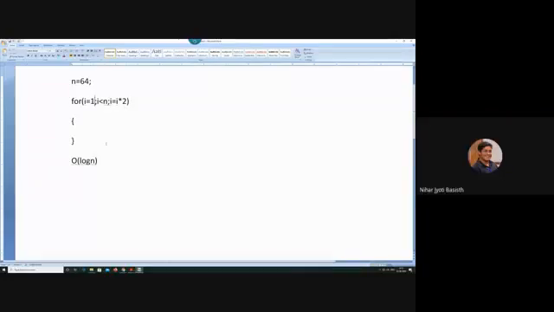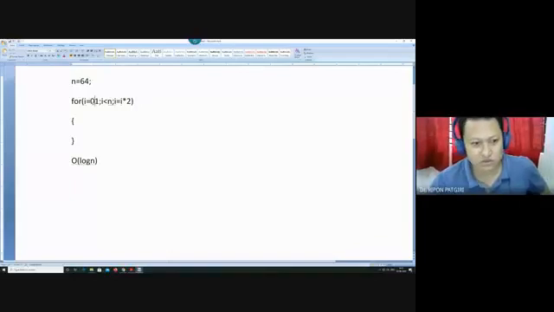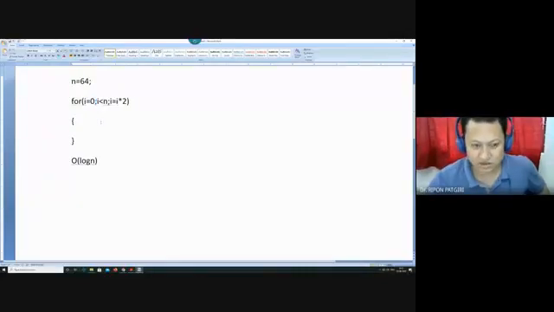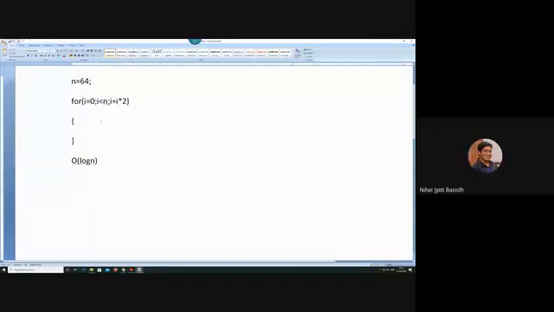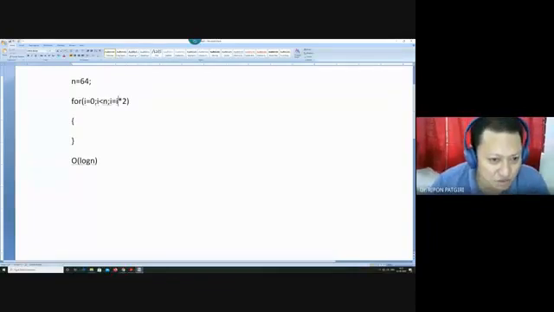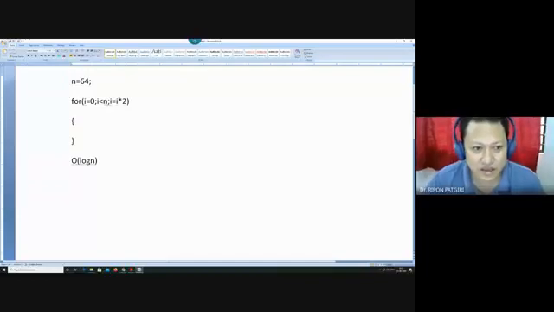So once more, please. This one, i equal to 0. It's not 1, it's 0. First, 0 is less than n, true. n is 64, so 0 is less than n, true. So i equal to 0 into 2, which is 0.